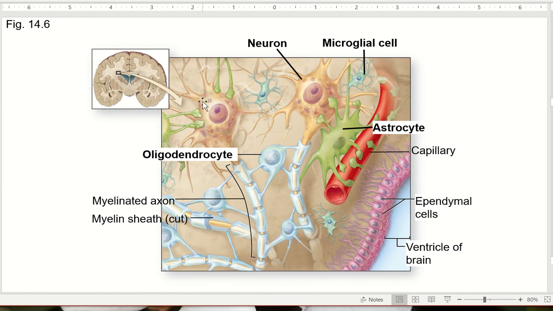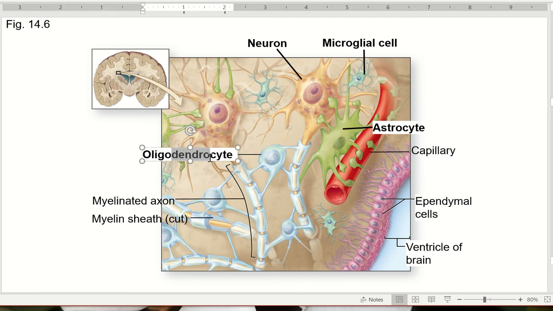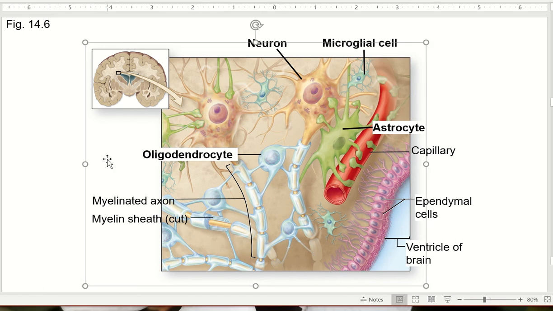So we have the neurons. You can see we've got myelin here. We've got a myelin sheath. But these cells look very different from the Schwann cells that we see in the peripheral nervous system. They're called oligodendrocytes. Remember, dendro means tree. Cyte, of course, means cell. And oligo means several. So these are cells that have several branches on them. Not tons of branches, but several branches. They're going to create the myelin sheath in the central nervous system.